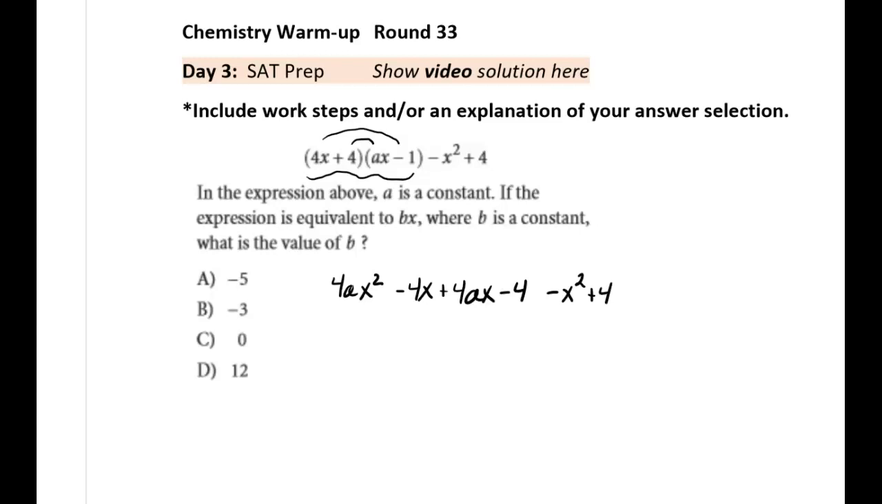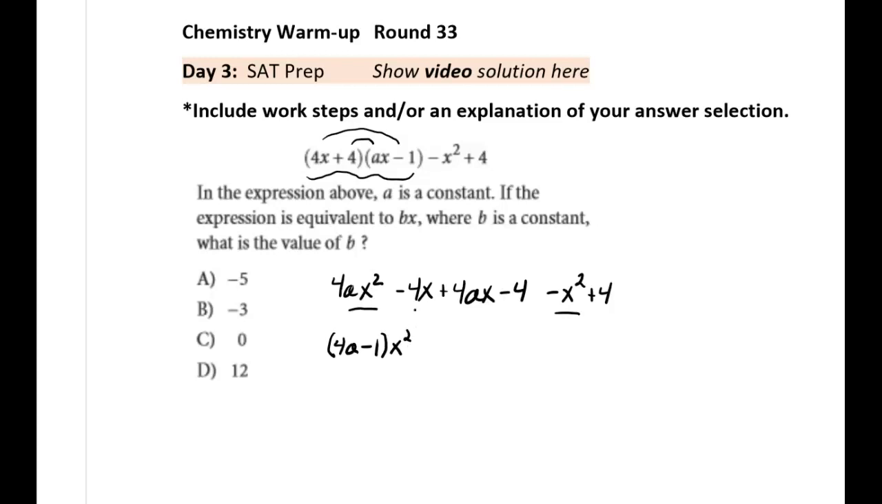Now some combining like terms. Here's an x squared term, and over here is an x squared term. So to combine like terms, you combine the coefficients. So we have a 4a and then a minus 1. And that is multiplied by x squared.